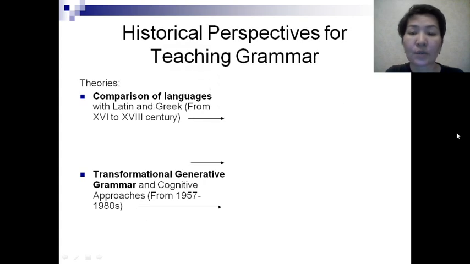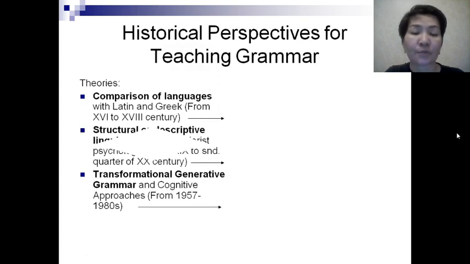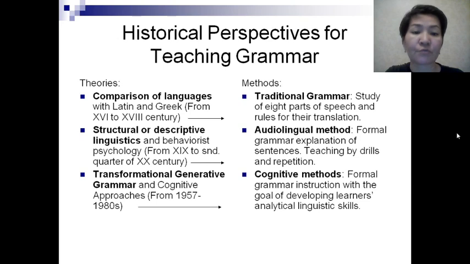Well, and now let's review the historical perspective of teaching grammar. You see here we have a table with two columns, theories and methods. So, a comparison of language theories and the methods which are used. It's traditional grammar; structural or descriptive linguistics, and the method is the audiolingual method; transformational generative grammar and the cognitive methods.